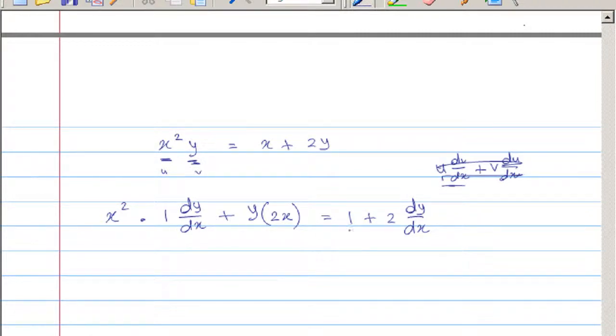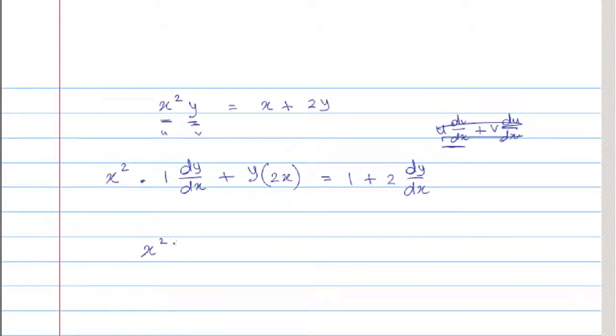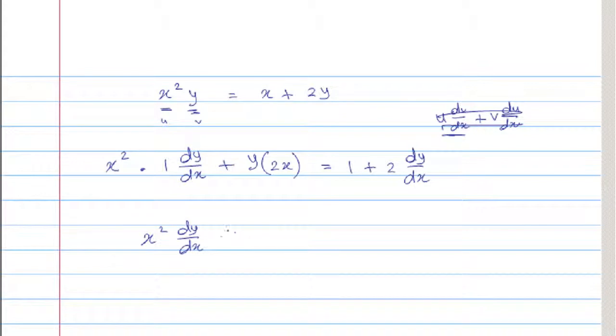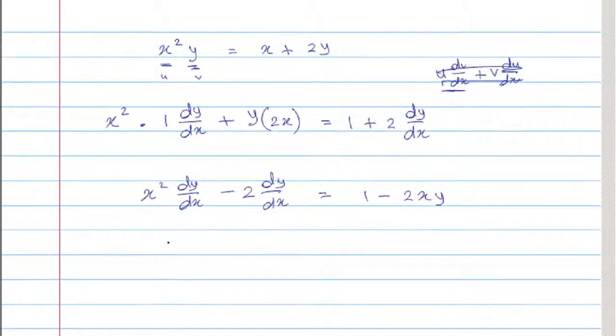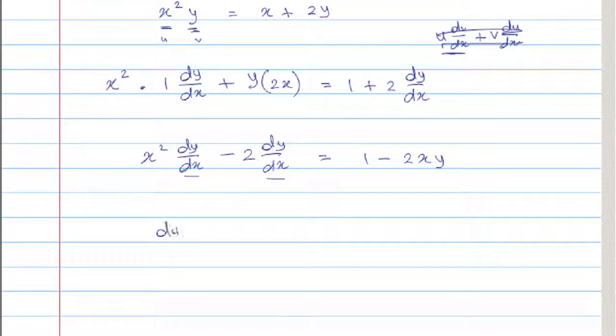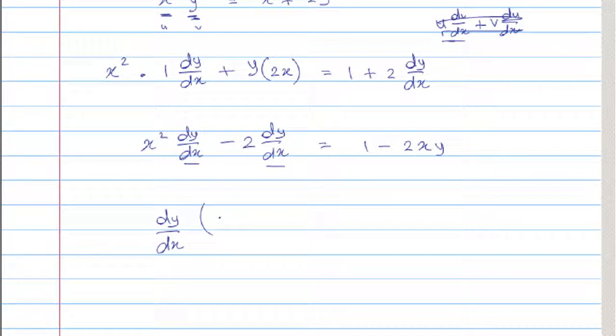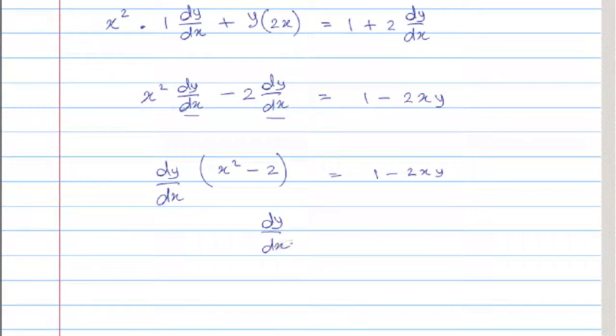Okay, now once again I can make dy over dx the subject by bringing all the dy over dx terms to the left hand side. So I get x squared dy over dx minus 2 dy over dx is equal to 1 minus, bring the 2xy term to the right hand side, I get minus 2xy. Now once again dy over dx is a common factor, so take that out. So I have dy over dx times x squared minus 2, that's equal to 1 minus 2xy. So dy over dx will be equal to 1 minus 2xy divided by x squared minus 2.